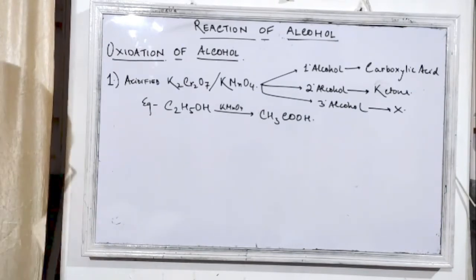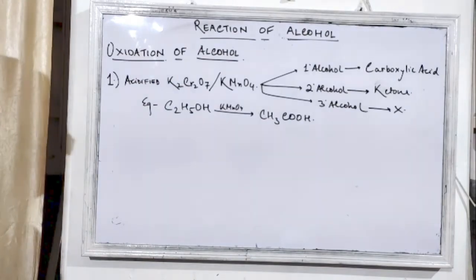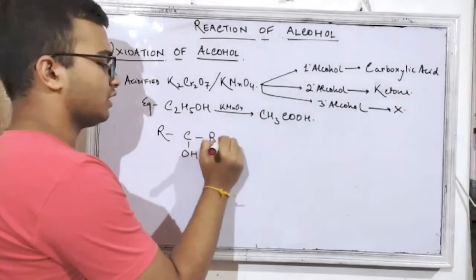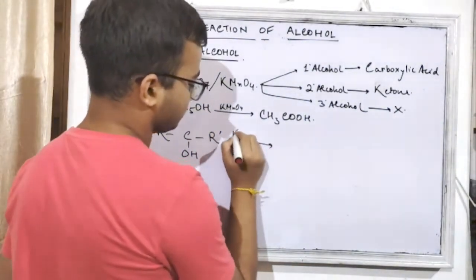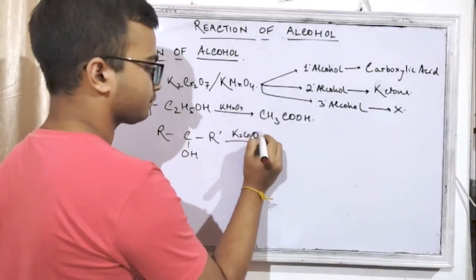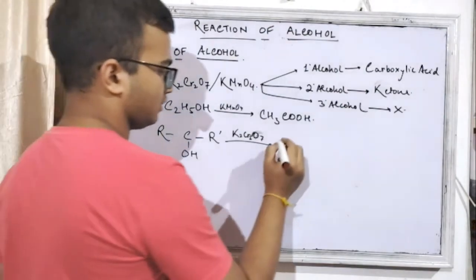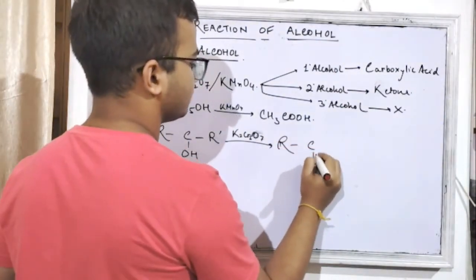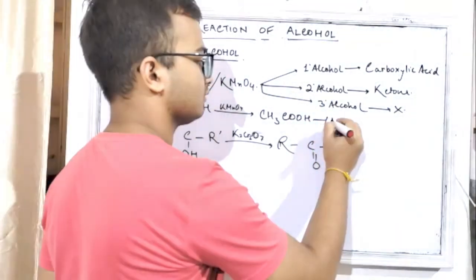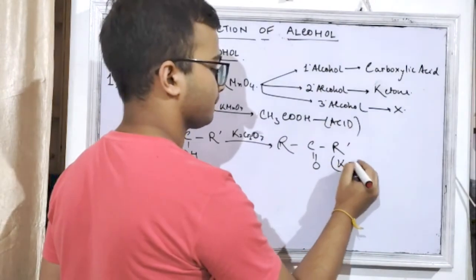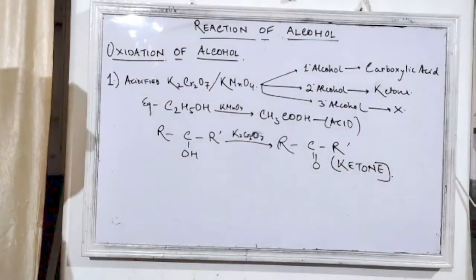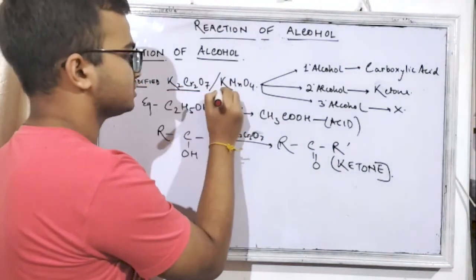Now if you take a 2 degree alcohol, let us take it like this: R-CH(OH)-R dash. When you take K2Cr2O7, let us take in this case acidified K2Cr2O7, ketone will be formed. It looks like this: R-C double bonded O single bonded R dash. This is an acid, this is your ketone. Right. So this was the reaction with acidified K2Cr2O7 or KMnO4.